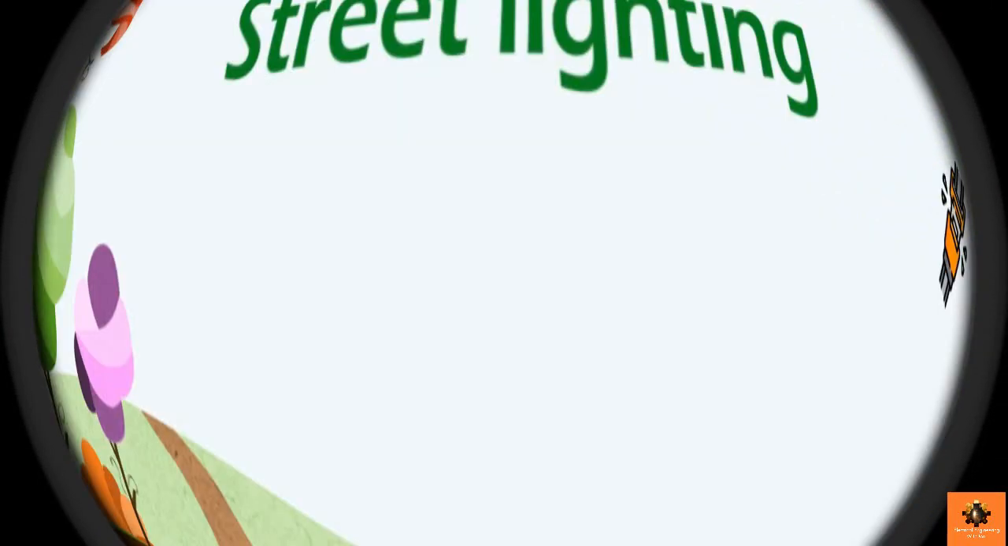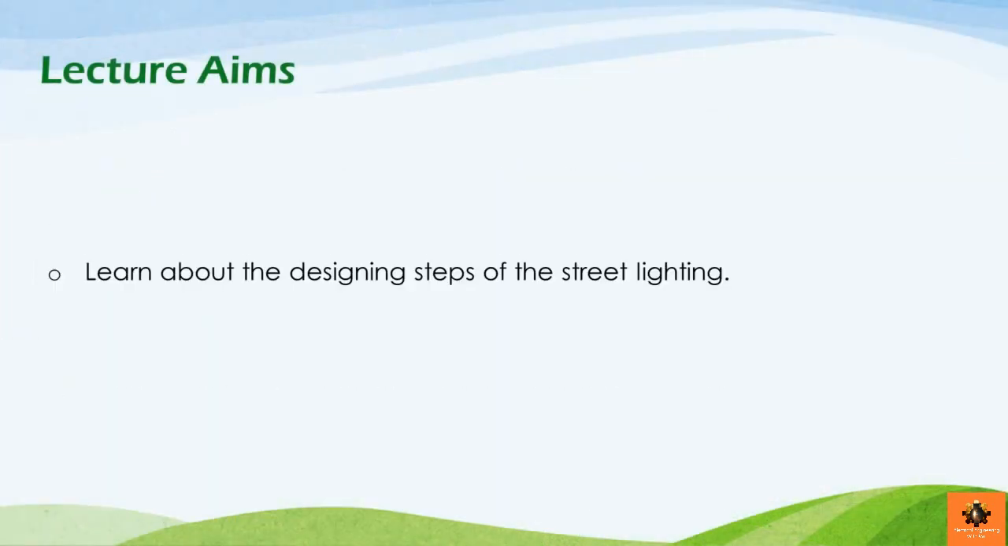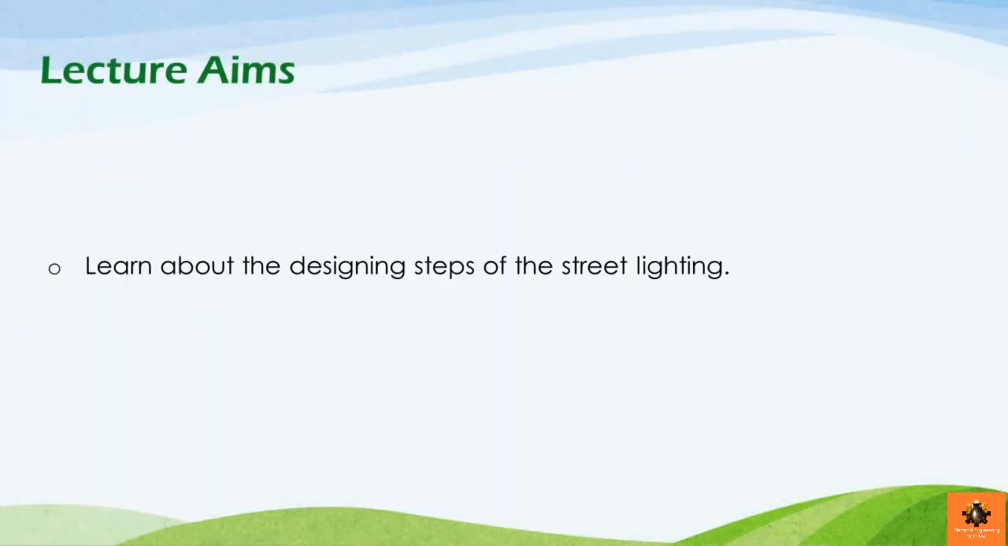In this tutorial, we will start learning about the different kinds of lighting systems used in street lighting. So fasten your belt and let's get started. The aim of this tutorial is to start learning about the different steps of the street lighting systems, so we need to know how to design a complete lighting system for the street with its different parameters.